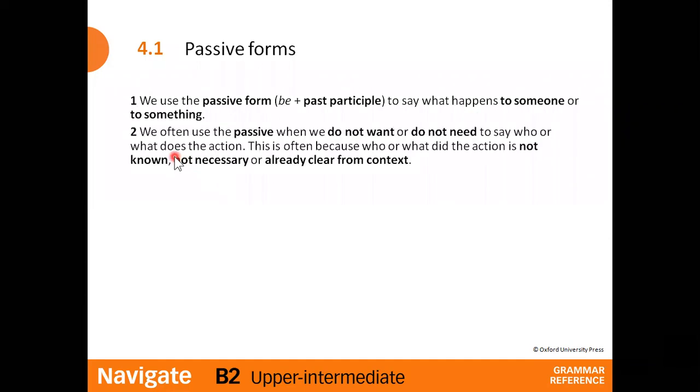Alright. Now, we often use a passive when we do not want or do not need to say who or what does the action. We don't say, or we don't know, or we don't have to say it. This is often because who or what did the action is not known, not necessary, or already clear from the context.